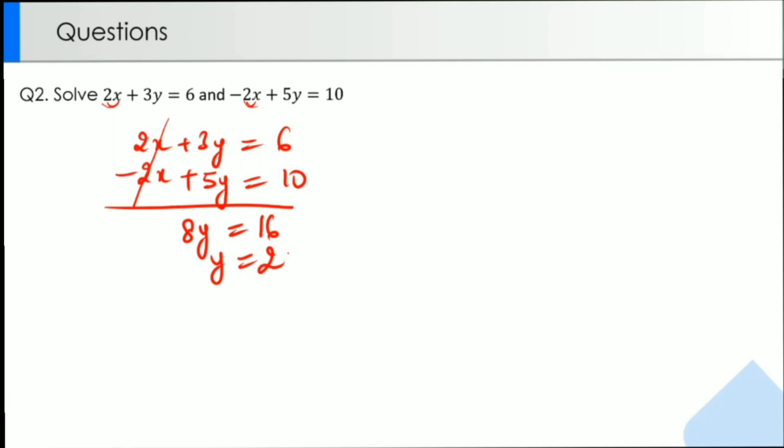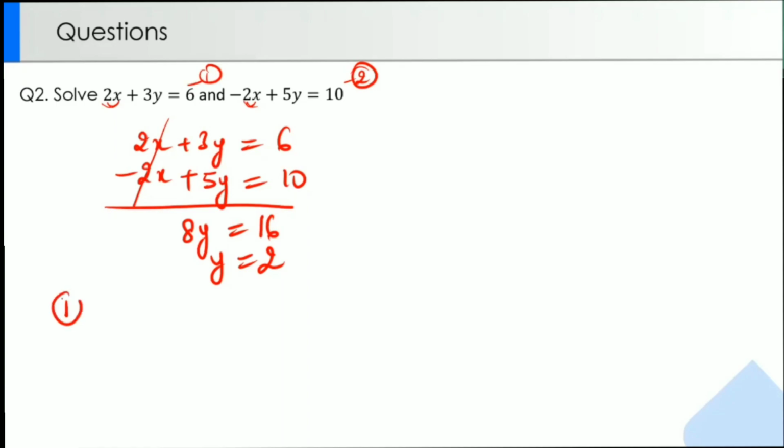Now you have obtained the value of one variable. It is up to you whether you want to substitute that value in any of the equations and get the value of the other variable, or you want to equate the coefficient of y and then eliminate y and get the value of x. So let us now do it by substitution. In the last question, we had equated the coefficients. So I got y equals 2.